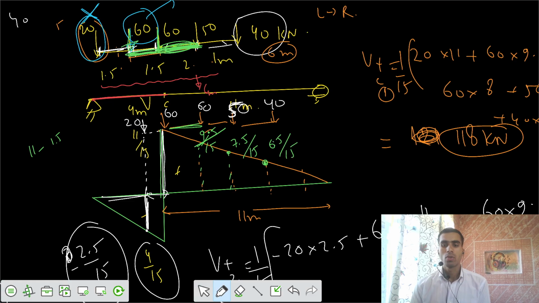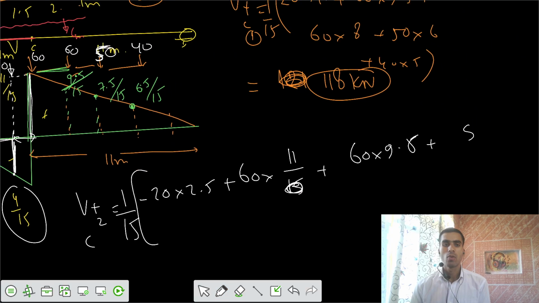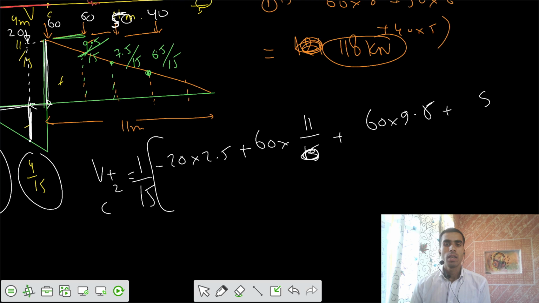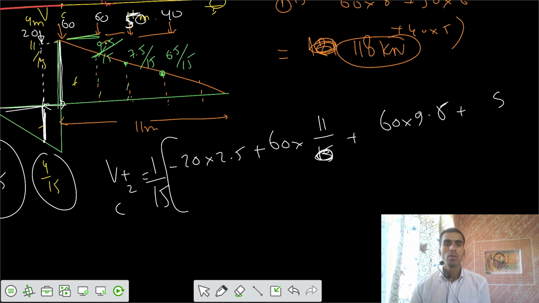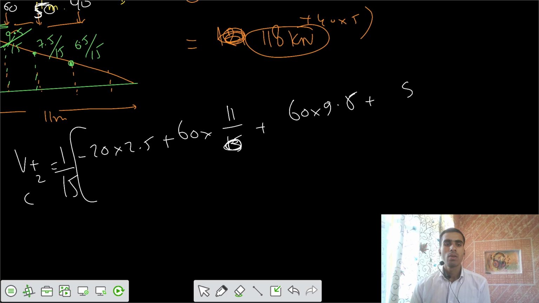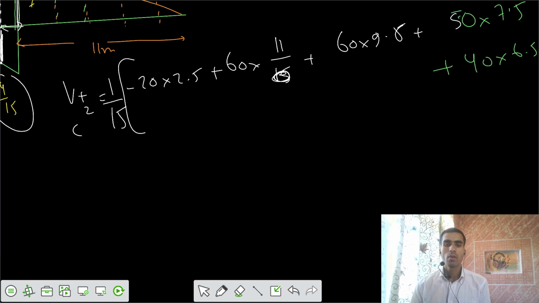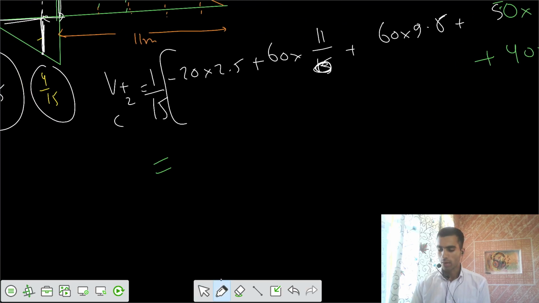So you have these ordinates and you multiply them with the load. So 60 into 9.5. And after that, we have 50 into 7.5 plus 40 into 6.5. And you solve that, and you have the shear at C, that's positive, equal to 121 kilonewton.